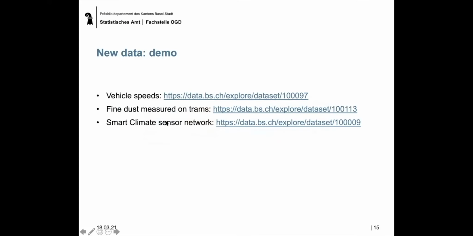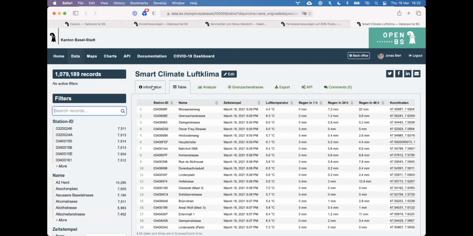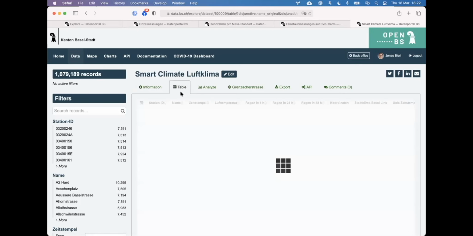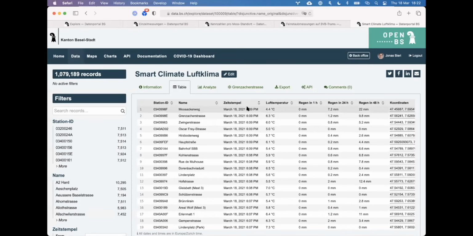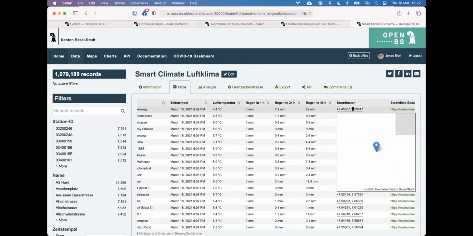Good. The third data set I want to talk about is the smart climate sensor network. If you look at the information tab here, we have two data sets. One is the real measurements. Here at this name, we see that the air temperature today at 6:09 was 4.4 degrees Celsius. We have no rain in the last hour, 7.2 millimeters of rain in the last 24 hours and 22 millimeters in the last 48 hours. And these are the coordinates of the station.